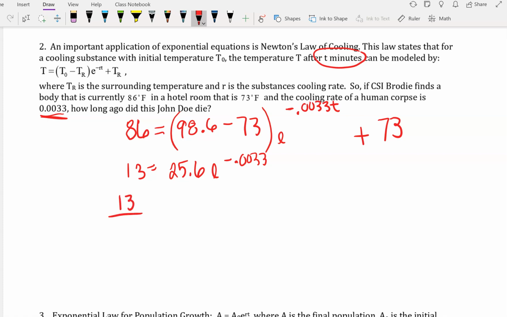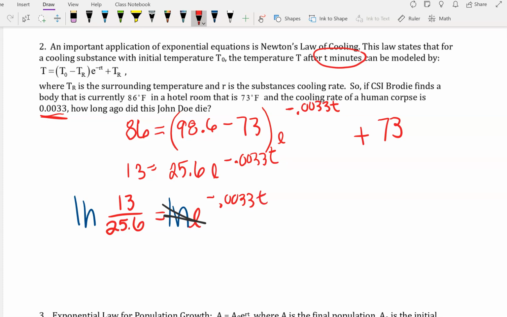So I'll have 13 divided by 25.6, which I could get a decimal, but I'm more precise if I avoid that. Negative 0.0033. Now that e is isolated, I natural log both sides. It's always natural log that you're going to use when you have e, because natural log and e have the same base, so they'll cancel each other out. So that all cancels. And then my final step, oops, I forgot my t. There should be t there, t there.